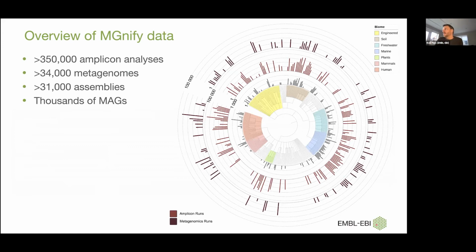Now, at the center on the right-hand side is a biome tree. Starting at the top in yellow is engineered samples, soil, then aquatic environments, plant-associated, animal-associated, and human. In the innermost ring, it's just the number of studies. Then coming out is the number of amplicon, and then further out from that is metagenomics. You can probably see there's quite a lot of data there. So we have over 350,000 amplicon data sets, 34,000 metagenomes, that's where they're unassembled, and over 31,000 assemblies. What's not shown on this particular graphic is the fact that we have thousands of metagenome assembled genomes available for the human gut, plus other data sets that are going to be released imminently.